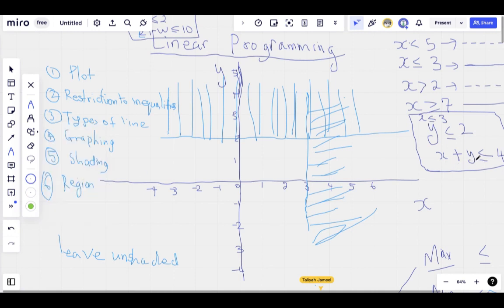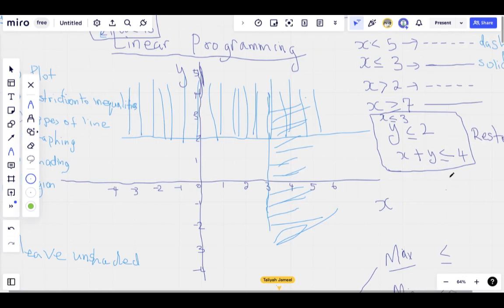x plus y is less than or equal to 4. So whenever you have this type of inequality, what you should do is that you see both x and y, you take them to each other from 4 to 4. On the y-axis, you draw a line from 4 down to a line on 4 on the x-axis.